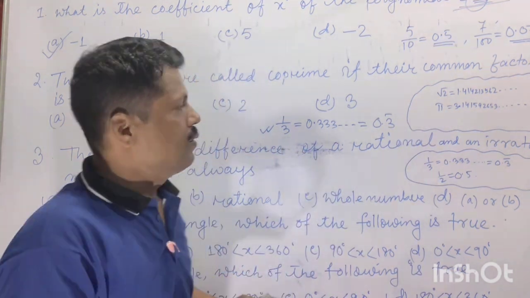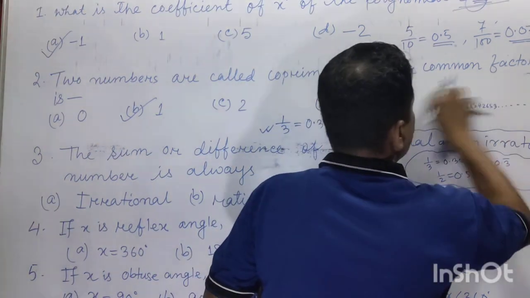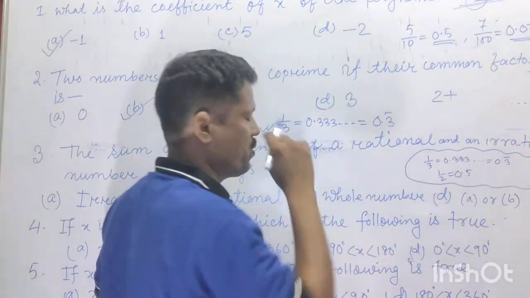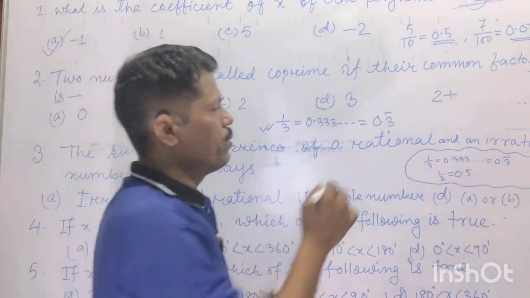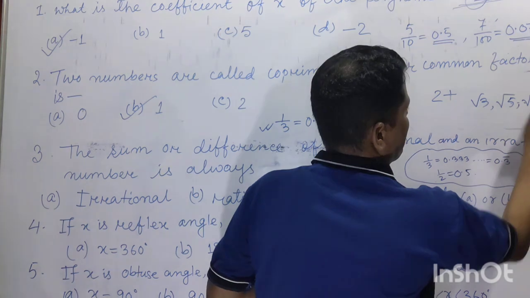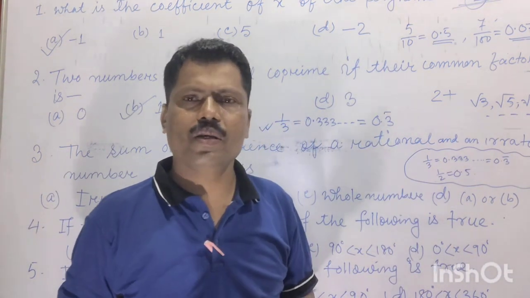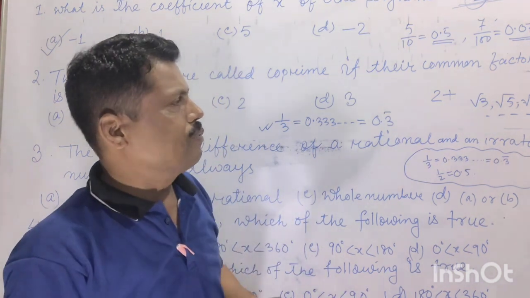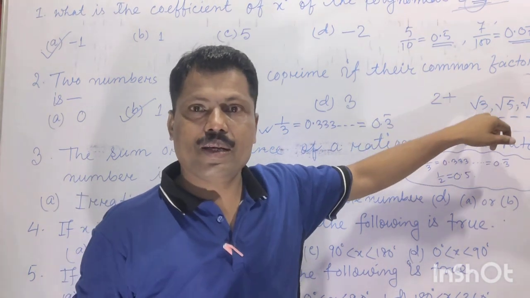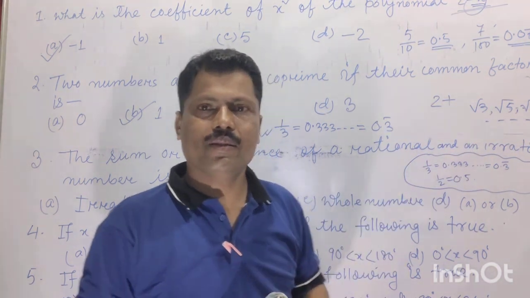So here, for the sum of a rational number, let us take the rational number 2 plus an irrational number, root over 3. Root 3, root 5, root 7 are irrational numbers, because these cannot be written in the form p by q, the ratio or fraction form. Irrational numbers are non-terminating, non-repeating. That's why root 3, root 5, root 7 are irrational numbers.